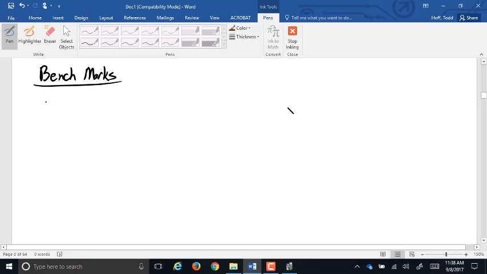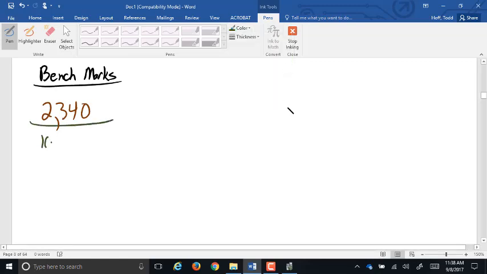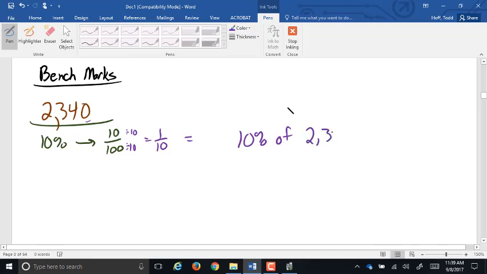Let's say we have a number 2,340. If I want to find 10% of that, well, most of us already know this shortcut, but let's step through it. 10% is 10 out of 100 as a fraction, which would reduce to 1/10. 1/10, dividing by 10, what does that do to the number? Moves it over one spot, right? So 10% of 2,340 is just going to be 234.